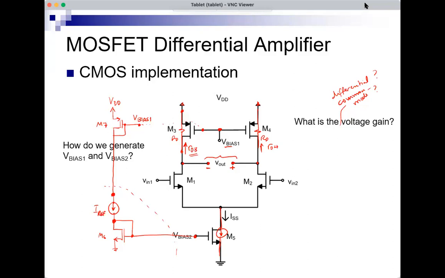Is this differential output or single-ended? It's differential. And I know where's the plus and where's the minus. The only confusion now, if I know exactly where's the output, is, okay, what kind of input do you have? Common mode or differential? Let's answer the question assuming differential.